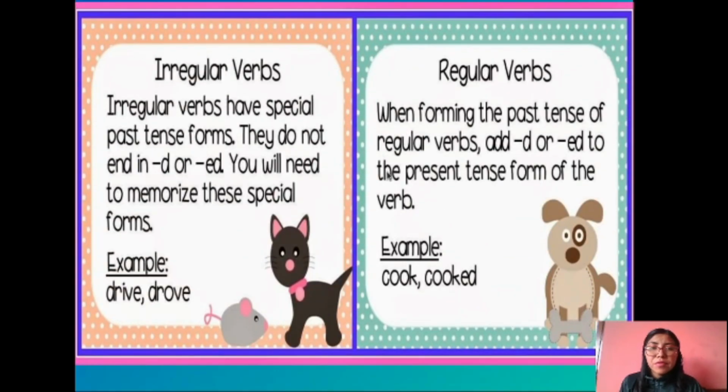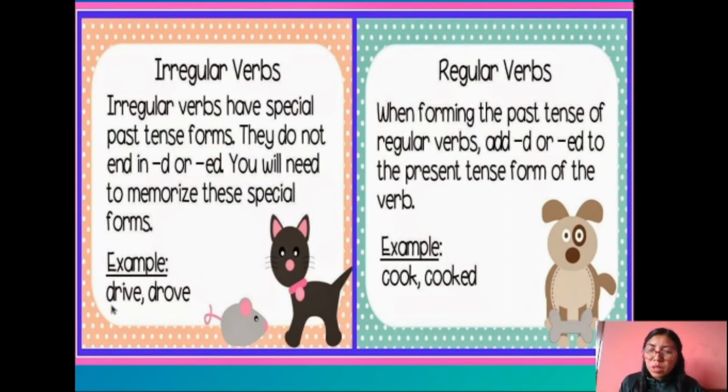As I said before, today we are going to review verbs, but at the beginning you have to understand one thing, okay? We are going to check irregular verbs and regular verbs, okay? Pay attention. Irregular verbs have special past tense forms. They do not end in D or ED. You will need to memorize these special forms, okay? It means in order to know the other forms of the verbs, we have to memorize.